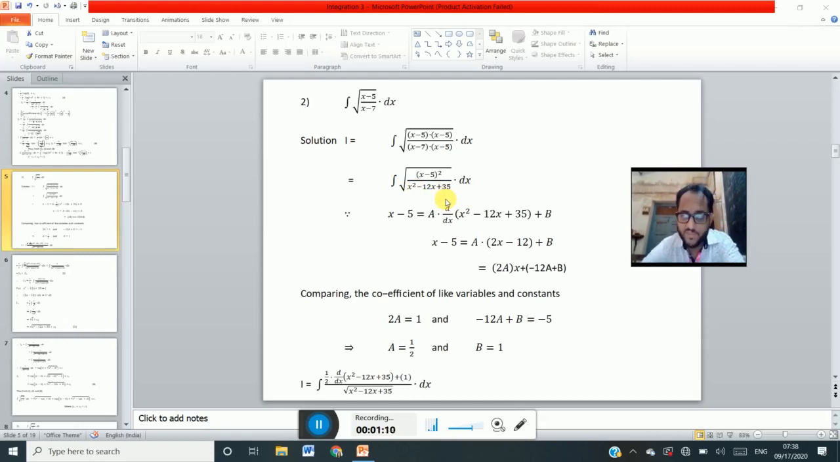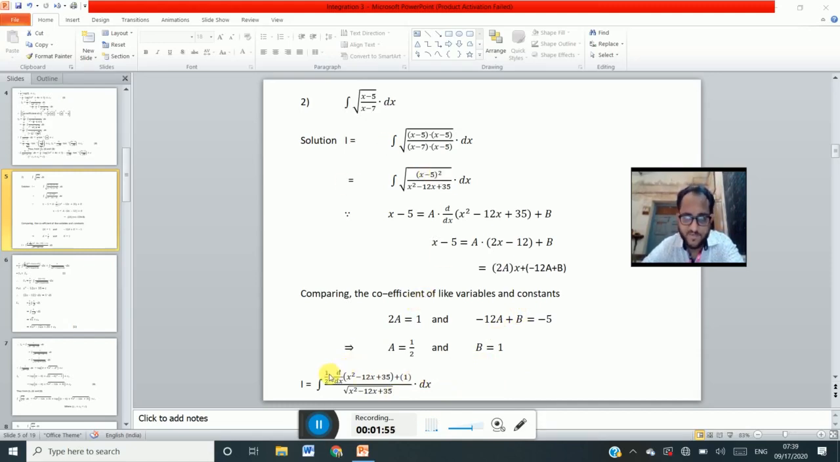Right. So now follow the steps involving that type, that is replace numerator, that is x minus 5, as a into derivative of denominator plus b, that is equals to a into derivative of x square minus 12x, that is 2x minus 12, plus b. So here 2ax plus minus 12a plus b. By equating the coefficients of like powers, what we get, 2a equals to 1 and minus 12a plus b equals to minus 5. So a equals to 1 by 2, b equals to 1 after simplifying this, right? Then replace a and b in numerator like this.